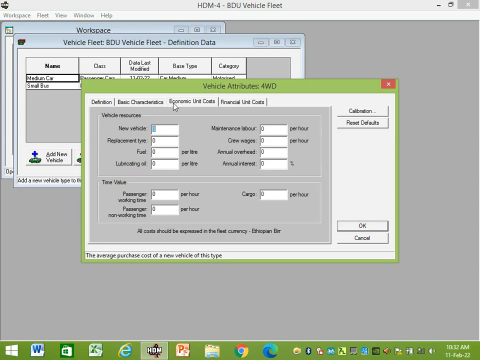Economic cost, four-wheel drive. Economic 2,324,000. Tire, the next is tire. Four-wheel tire 5810.